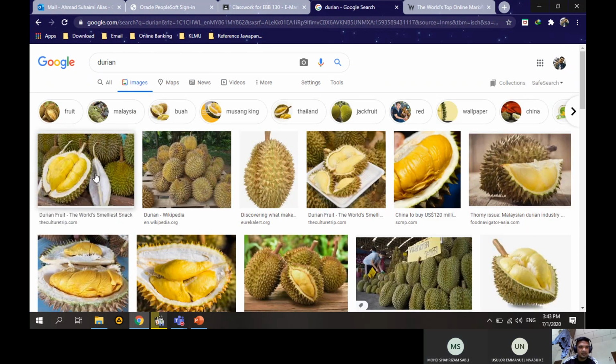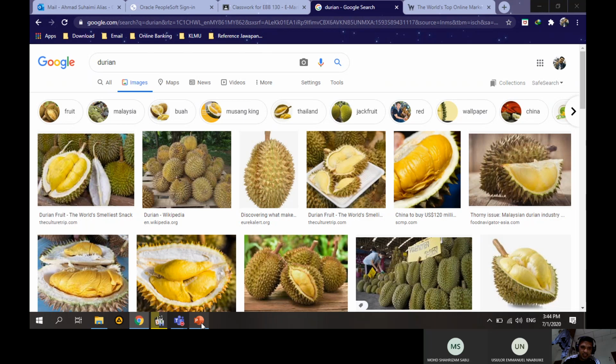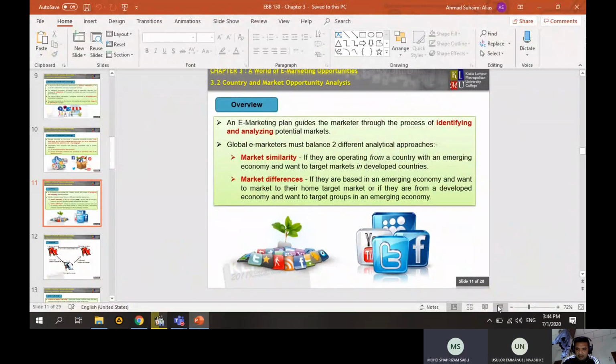This one, Emmanuel. Okay, what is the meaning of market differences? For example, Emmanuel, you sell durian to your country in Africa. So this is what we call market difference. Meaning you sell something different that doesn't exist in that particular country. Okay? Alright. Sharizam, you okay? Okay. Alright.